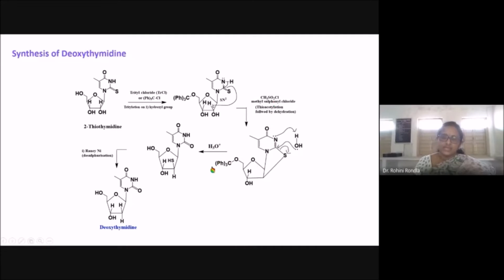This on hydrolysis gives the CH2OH. If you do hydrolysis, the trityl carbon leaves and the OH group remains. Then what are you adding? Raney nickel to eliminate this sulfur. So how many steps? 1, 2, 3, 4 steps are there. Deoxythymidine. So far we have synthesized nucleosides, meaning a combination of sugar and nitrogen base.